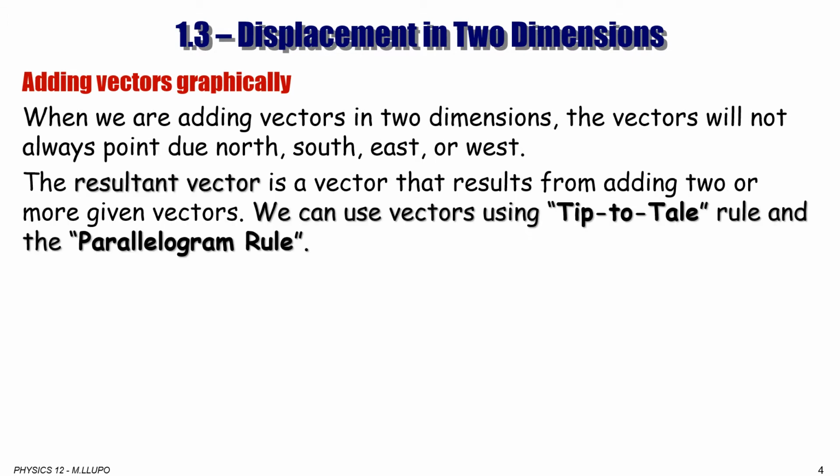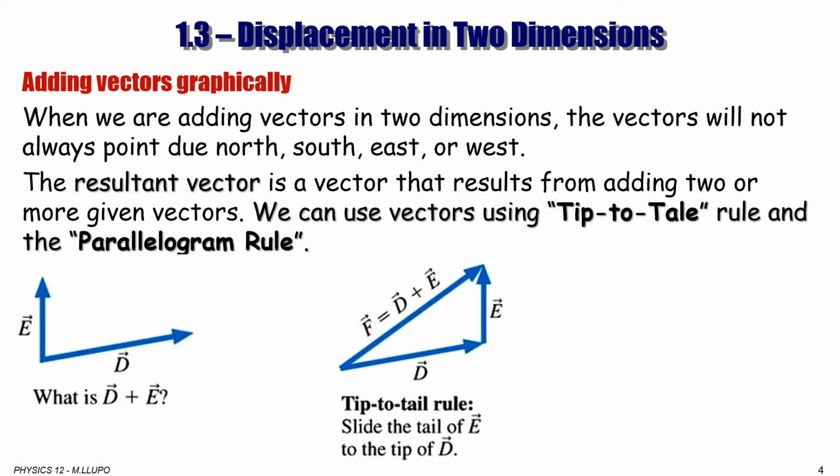When we add vectors, we get a resultant. So a resultant vector is a vector that results from adding 2 or more vectors together. We have 2 rules to add them: the tip to tail rule and the parallelogram rule. The tip to tail rule is when we have 2 vectors, we can leave one vector alone, and then you slide the next vector and you place the tail of the second vector to the tip of the first vector.